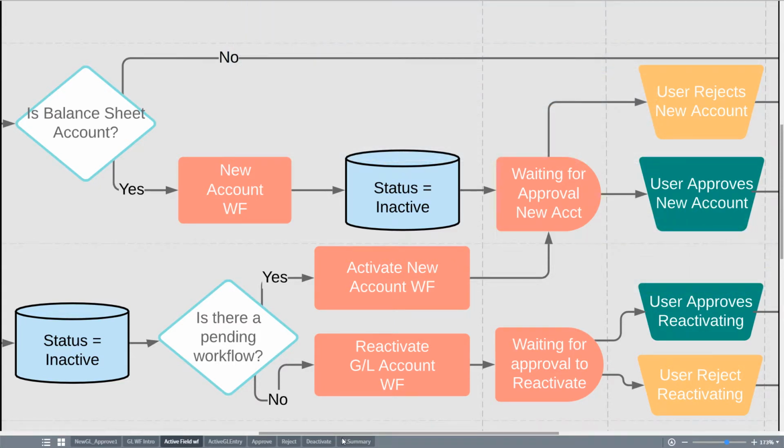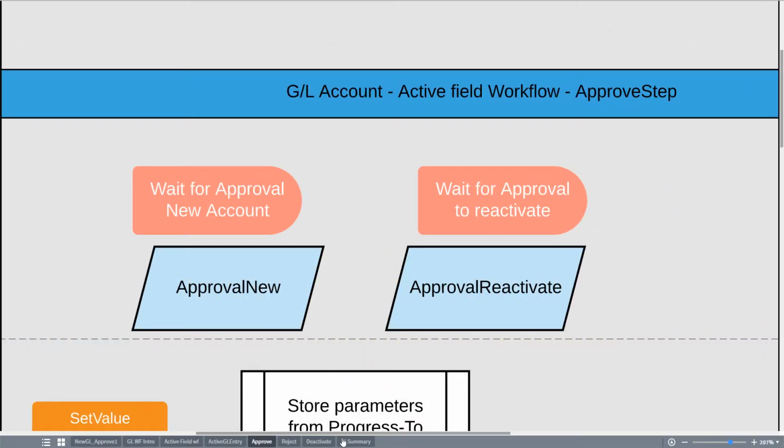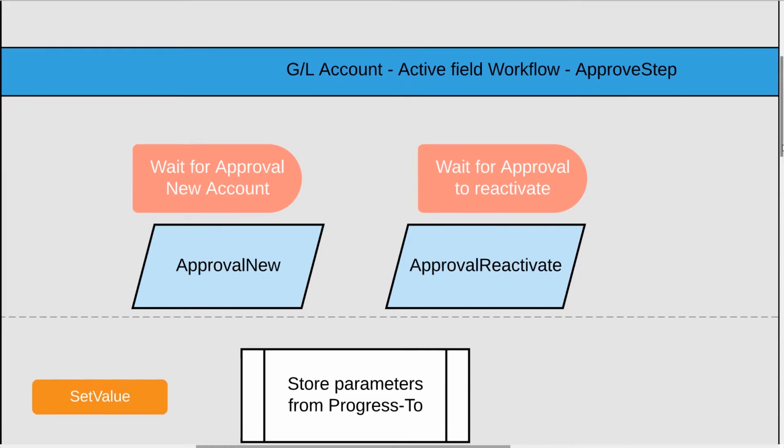In our business scenario, whether it's a new account or reactivating an inactive account, we follow the same process except we're going to pass a different parameter. And the reject and the approve also have a fairly similar process. So for the purpose of this training, we're only going to look at the approval step. The approval step can come from two pending steps. Using the progress to, we're storing a parameter, approval new or approval reactivate.